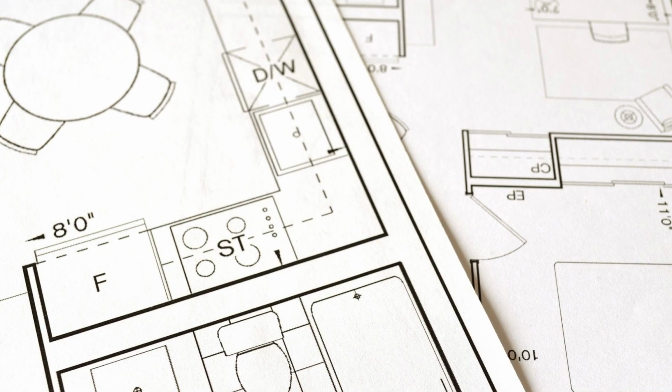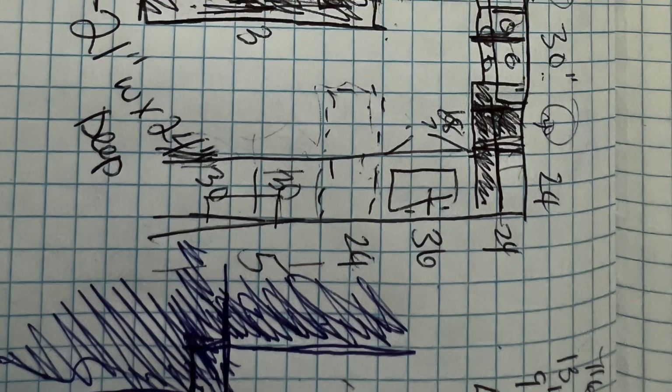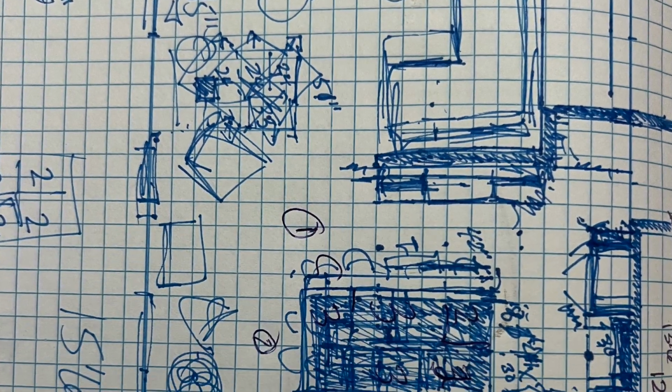Most cabinet places are not going to give you multiple options. They're going to give you one plan when you give them a check, and then they may make some changes. I like options. I'm going to draw a bunch of them up, play with it. It's just a pencil, a ruler, and some graph paper, and you're good to go. We're done.